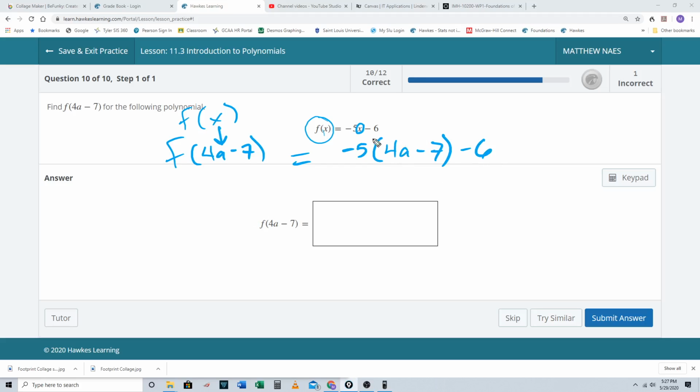And then we simplify. Negative 5 times both of these. Negative 5 times 4 is negative 20a. Negative 5 times negative 7 is positive 35. Bring down the minus 6. Combine like terms: negative 20a plus 29. And that's all they want you to do. Negative 20a plus 29.